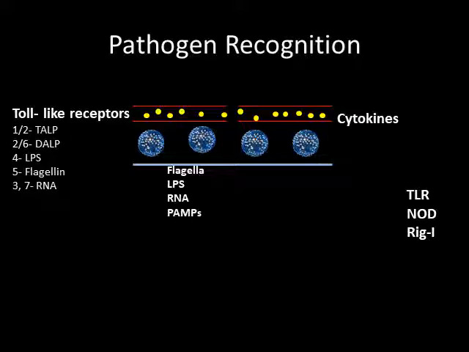Now, going back to your toll-like receptors, toll-like receptors are usually expressed on sentinel cells such as macrophages and dendritic cells that recognize structurally conserved molecules derived from microbes. Now, toll-like receptors 1 and 2 recognize peptidoglycan and triacyl lipoproteins specific for gram-positive bacteria. 2 and 6 recognize diacyl lipoproteins. 4 recognizes lipopolysaccharides. 5 recognizes flagella or flagellin. And 3 and 7 recognize RNA from viruses.